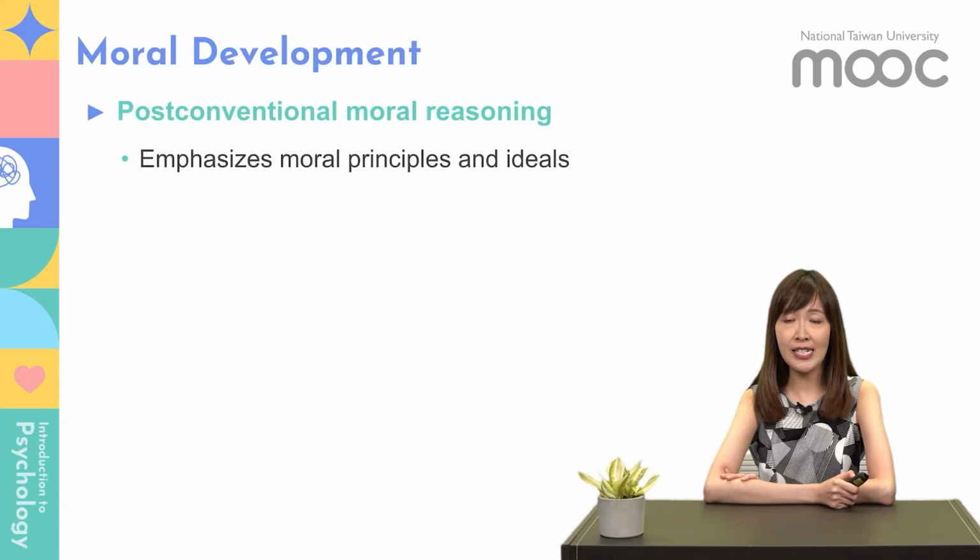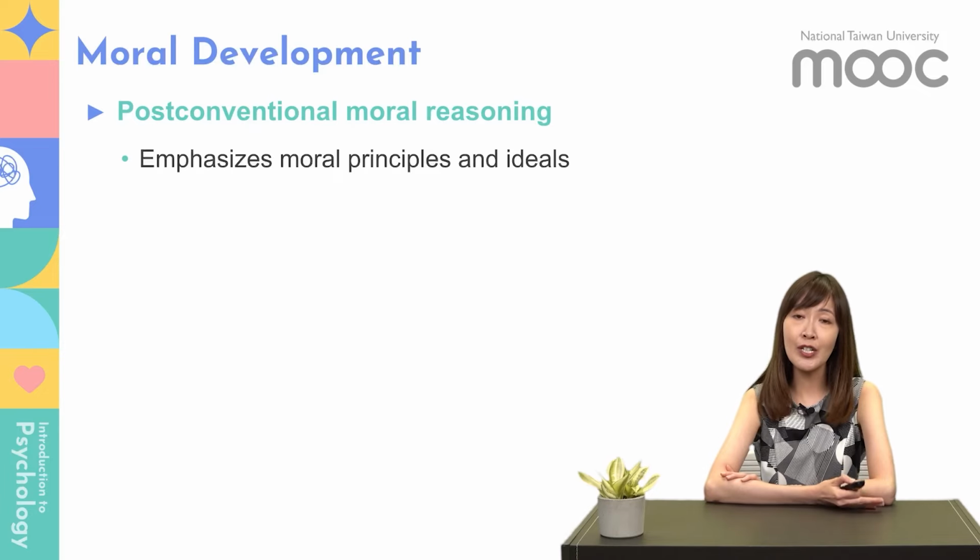The third level is called post-conventional moral reasoning level, and that's the level for adolescents. Now individuals understand that we all have the personal code of ethics, so the focus is on the ideals.